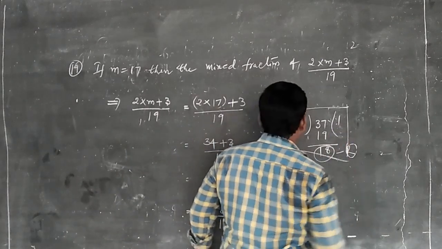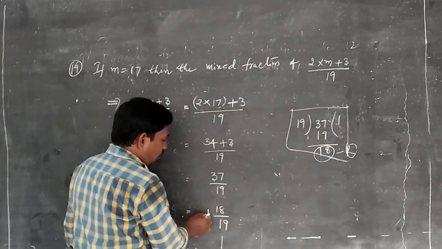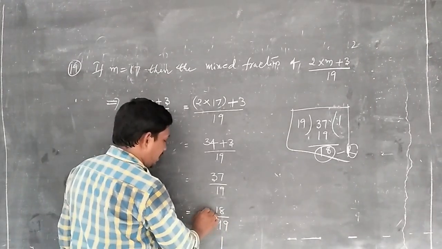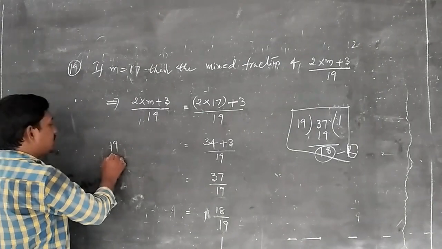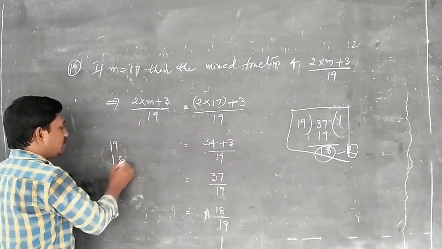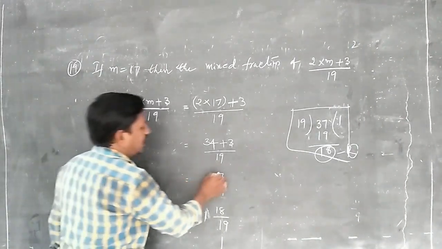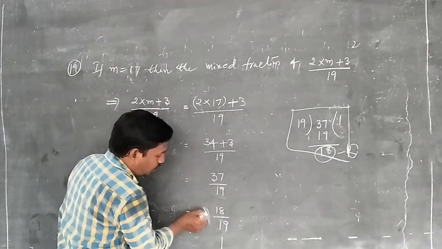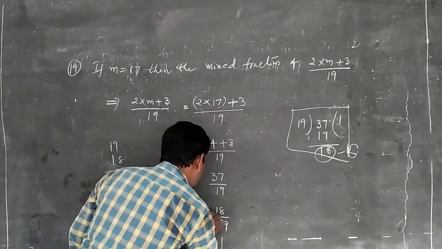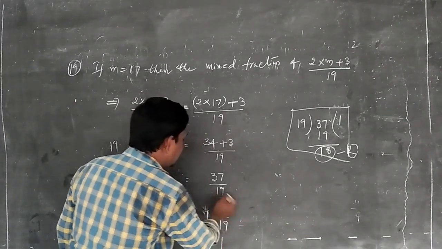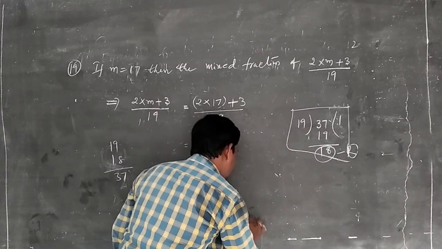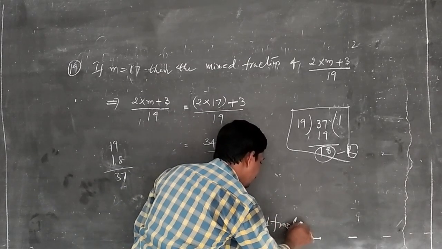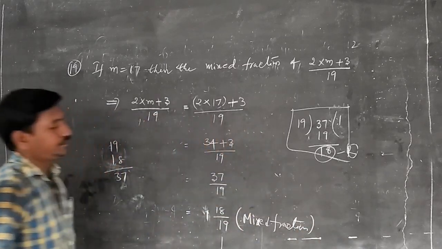So 1 is the quotient. 19 ones are 19 plus 18, 37. We got 37. So 37 by 19 is written as 1 and 18 by 19. This is the mixed fraction. Right? Mixed fraction. Yes.